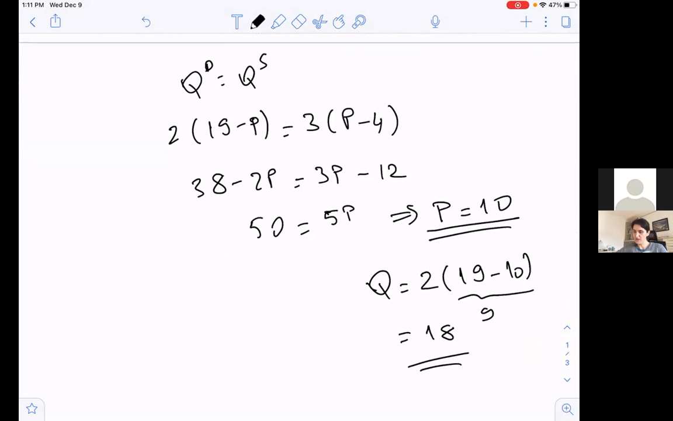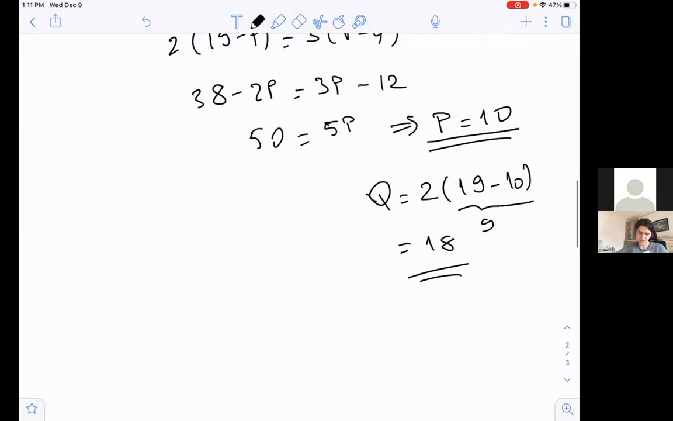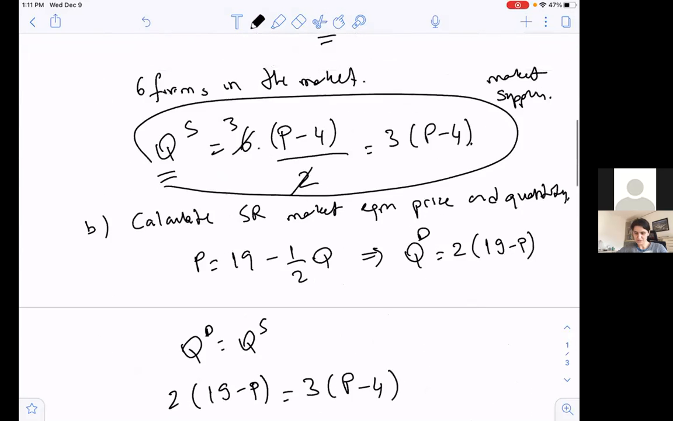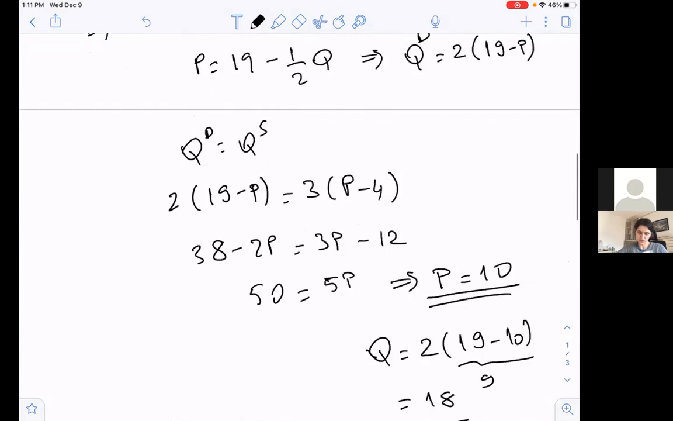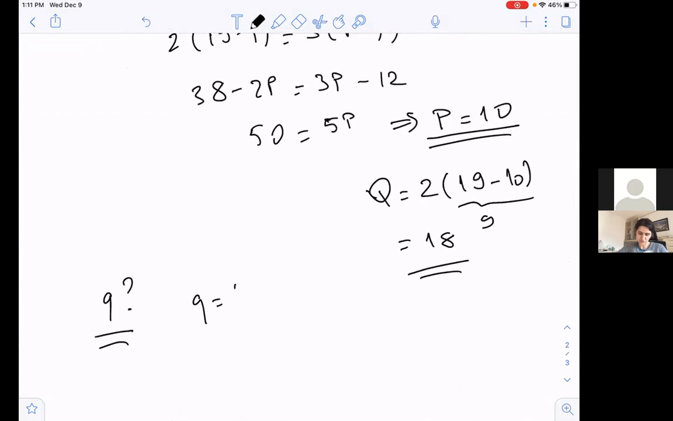How many units of output will the representative firm produce in the short run? So we are gonna find small q, the representative firm production level. What is the equation for that? q equals P minus 4 over 2, and we found P as 10, so 10 minus 4 over 2 is 3. Or you can do this: these firms are identical. We know that there are 6 firms in the market.